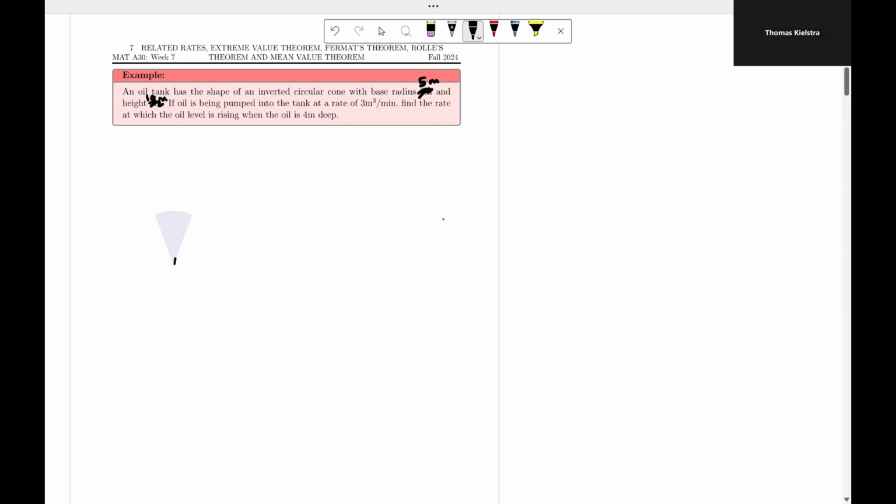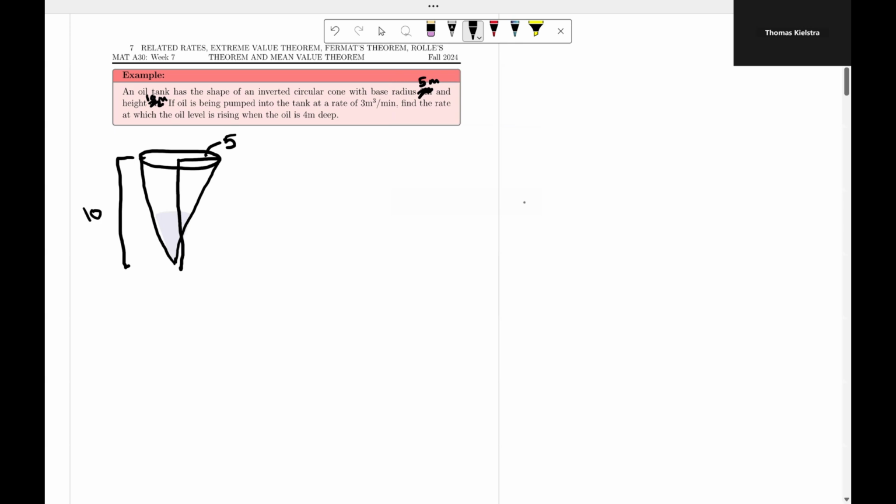So the first thing that we're going to do is we have an oil tank that has the shape of an inverted circular cone. So I'm going to create a circular cone. And with all these cones, whenever we can base it off a triangle, we like to. So we're going to draw that triangle there. This here is a radius of 5 meters, and the overall height is 10 meters.